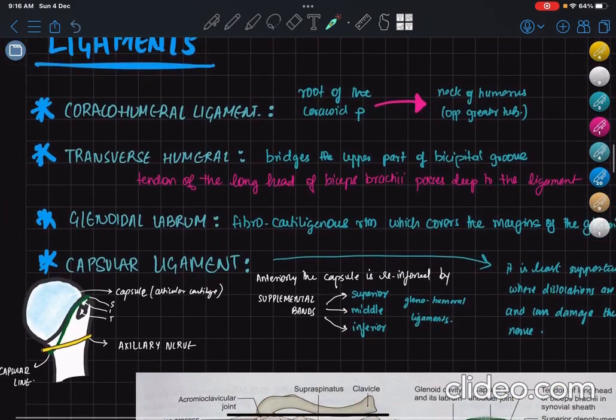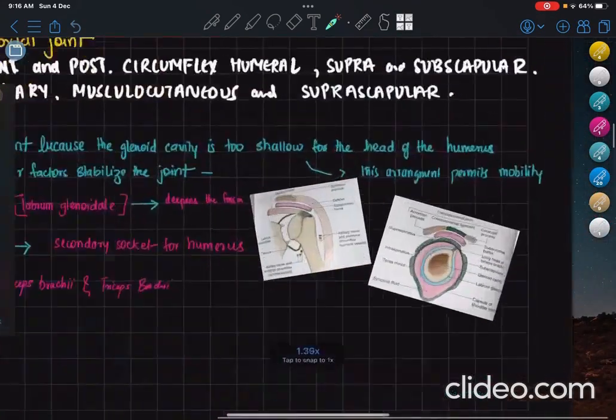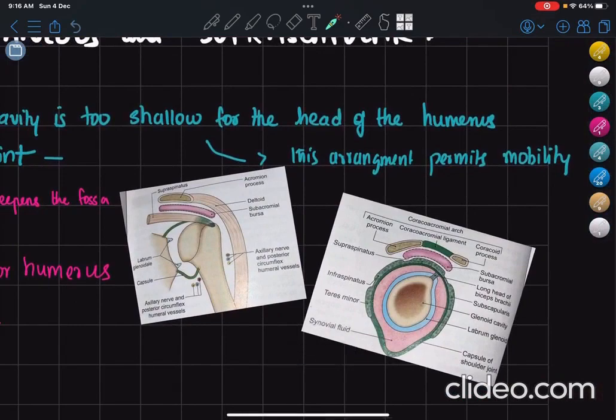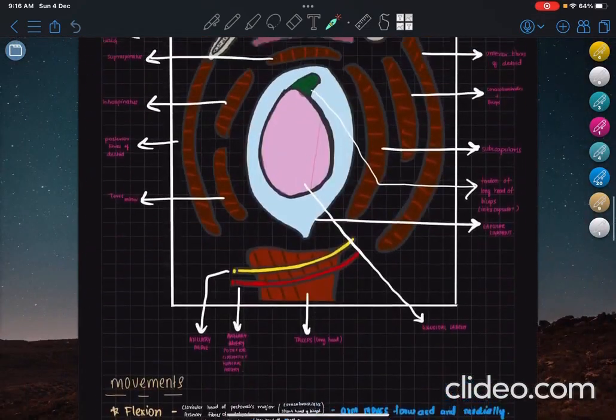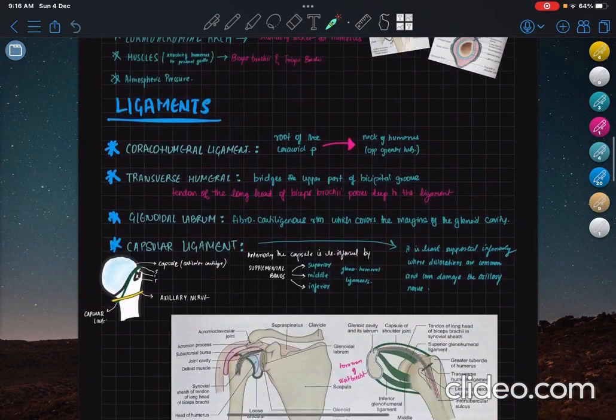Next is the coracohumeral ligament, from the root of the coracoid process to the neck of the humerus opposite the greater tubercle. So just coracoid process to the root of neck of humerus is enough to remember. I think we do not have a diagram for this. Yeah, we don't actually have it, so I'm sorry.